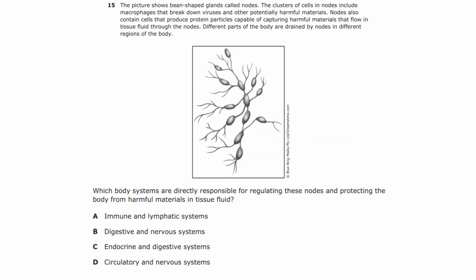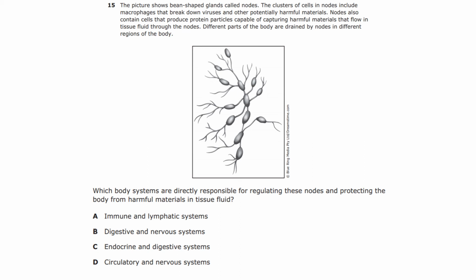The picture shows bean-shaped glands called nodes. Now you have to think about in your body, we have nodes. Sometimes they swell up in your neck when you're not feeling well. Sometimes they swell up under your arms when you're not feeling well. They just get a knot. It's kind of sore under there. Sometimes that happens in your groin. Sometimes it happens at the back of your knee. So there are lots of different places in your body where there are these nodes.